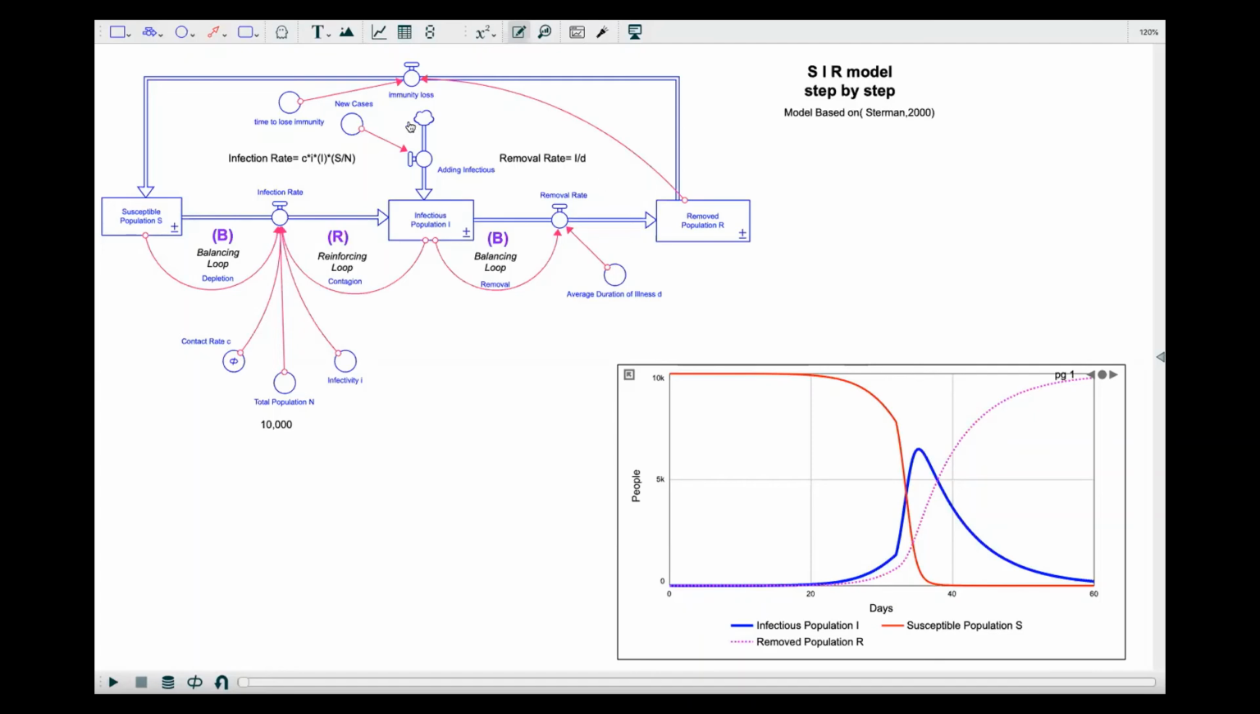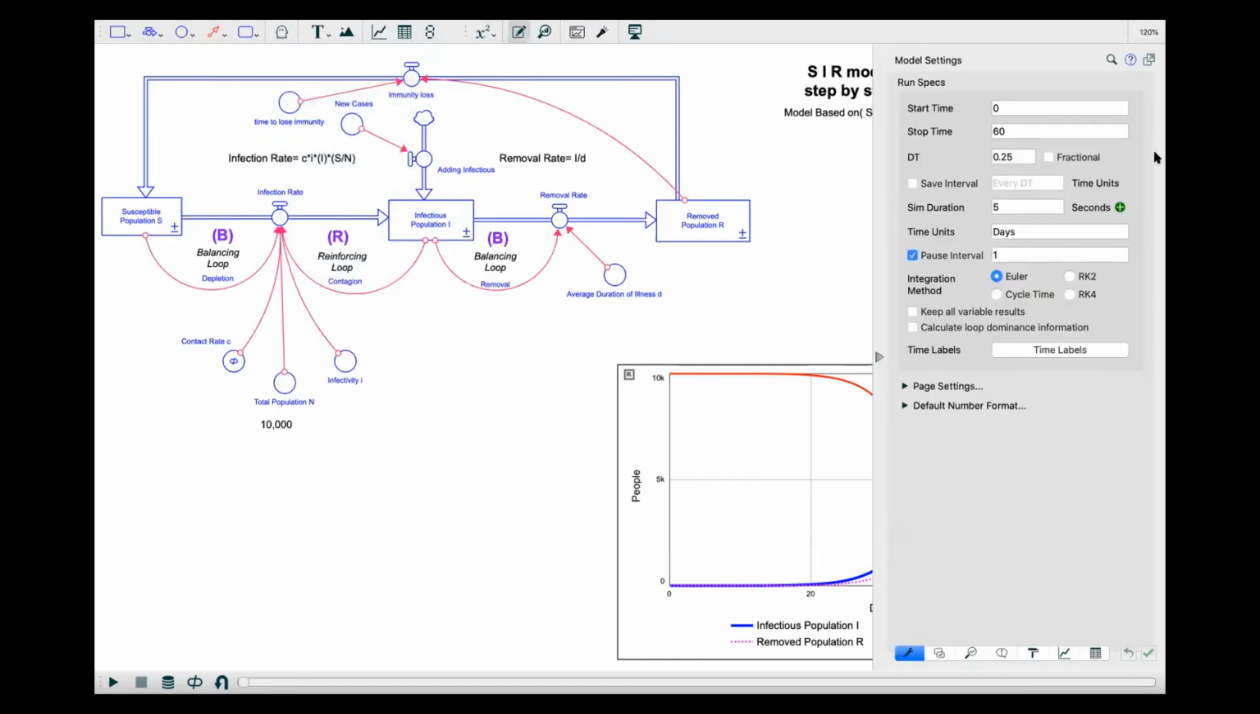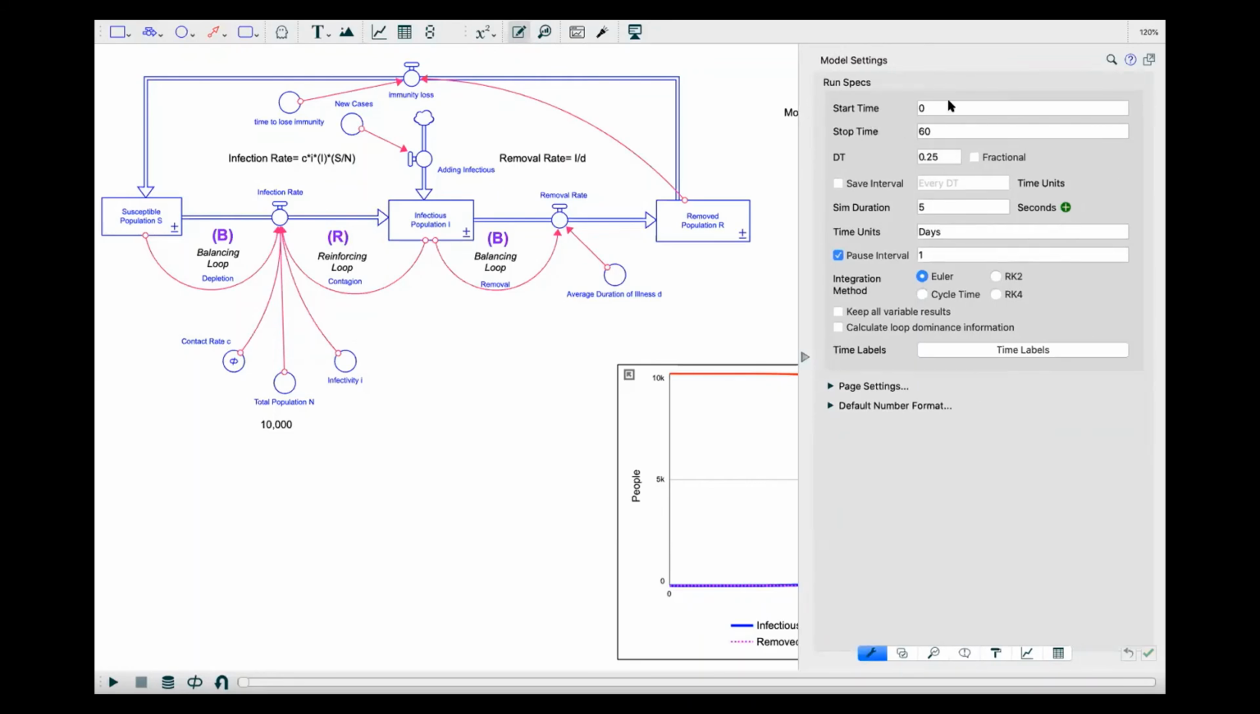So now we're assuming that immunity will be lost in 6 months, and now I'm running the model for 60 days. So I need to increase the time horizon to take place, and so we had 60 days. Let's put a year there.